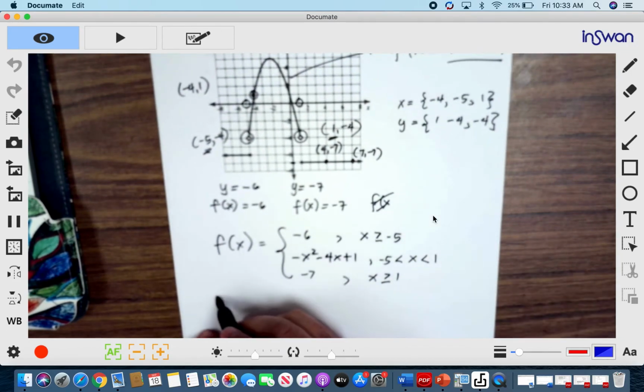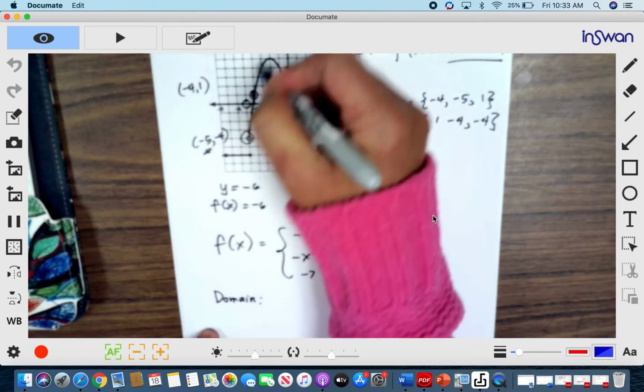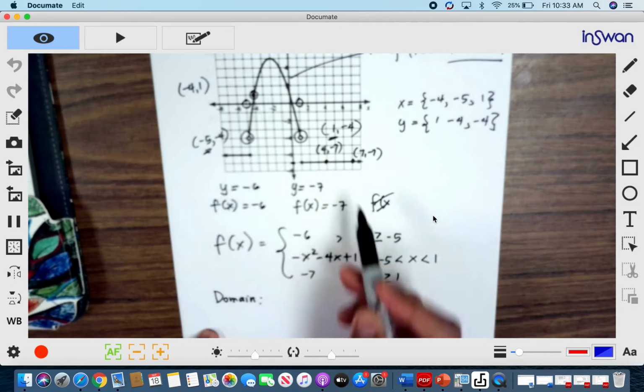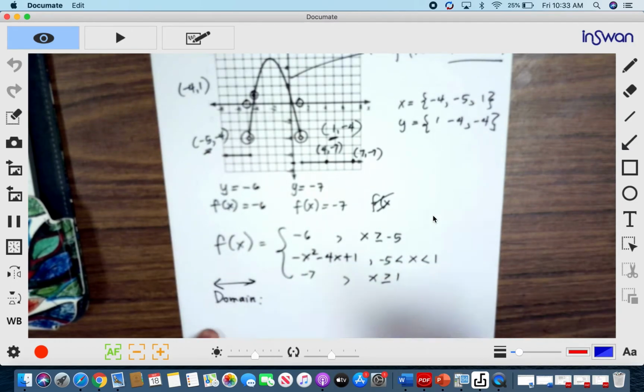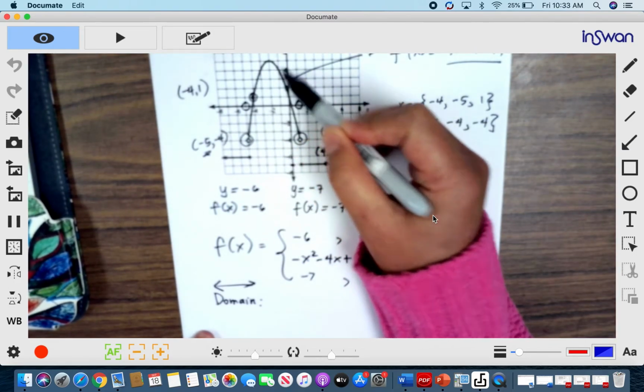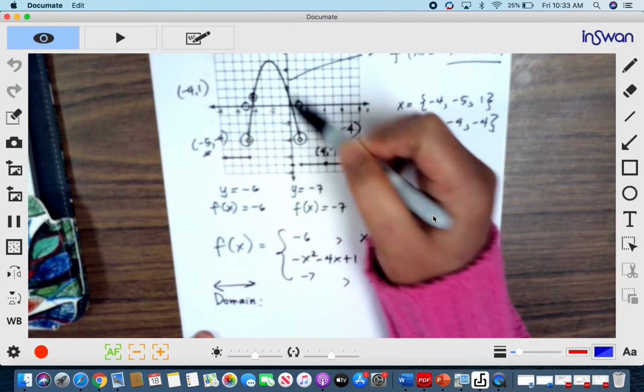So how do we find the domain? The domain means the x values that will hit your graph. So from left to right. So you have to look at your graph left to right. Okay? So left to right, as you can see, all values of x are included.